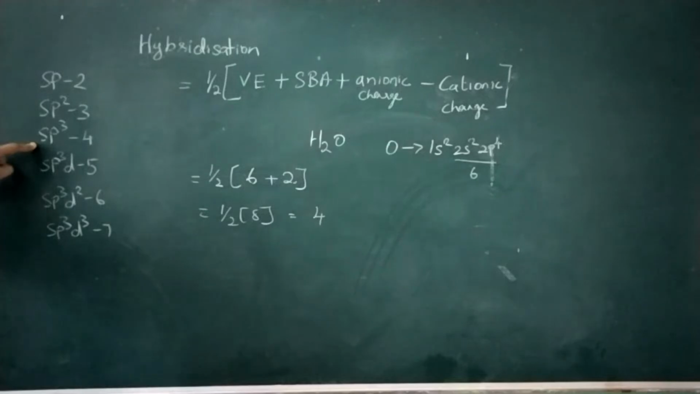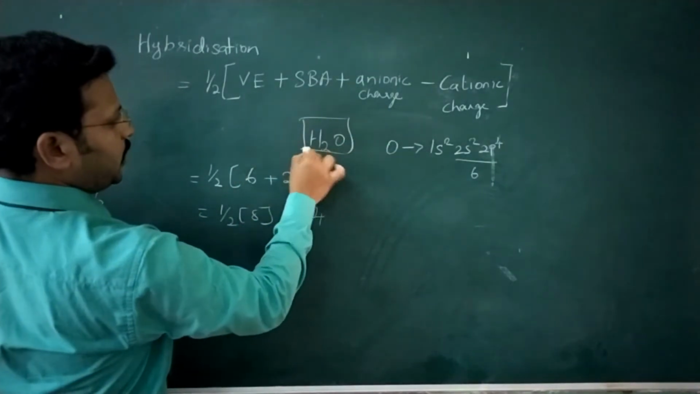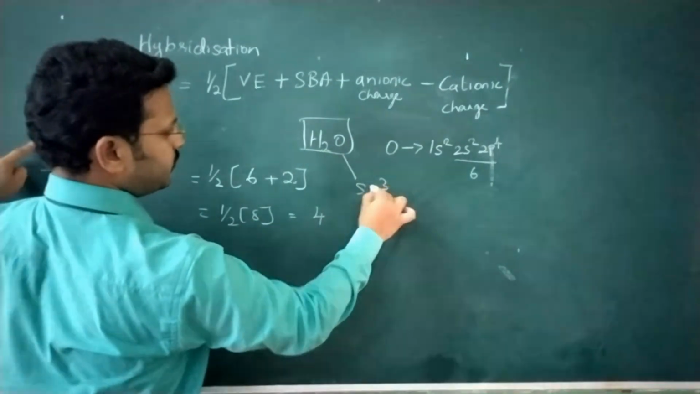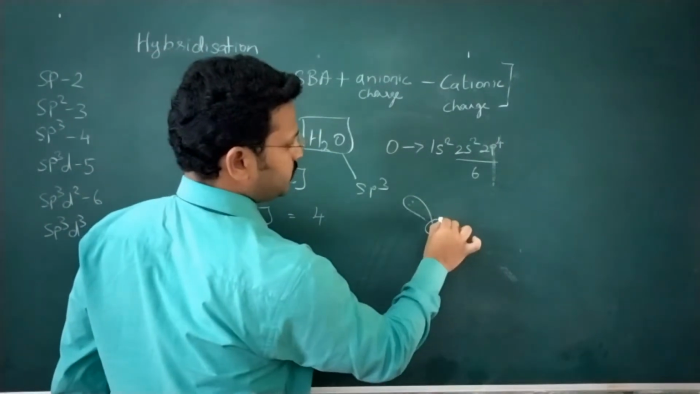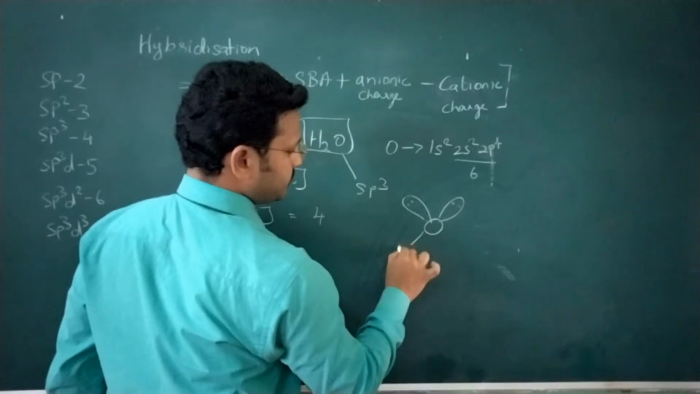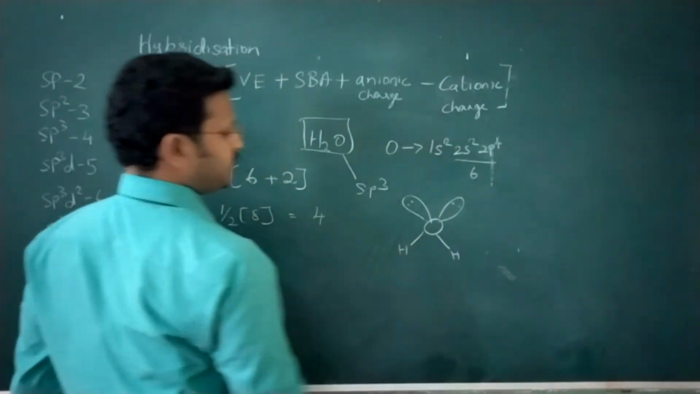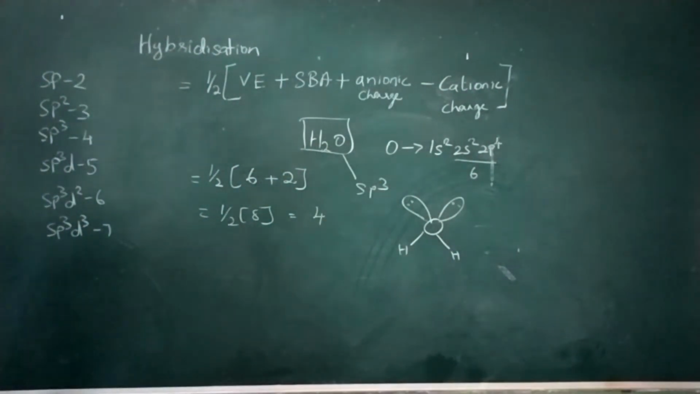So the hybridization of the water molecule is sp3, and its three-dimensional structure is tetrahedral in nature with 2 lone pairs.